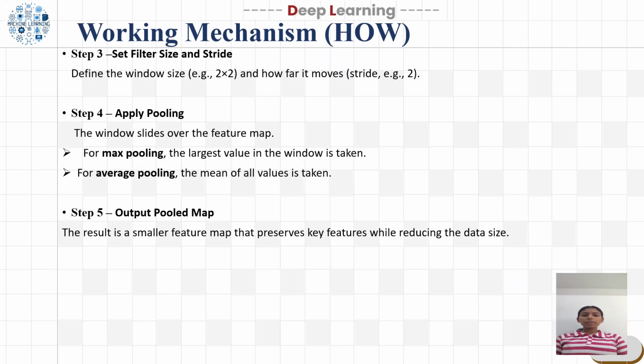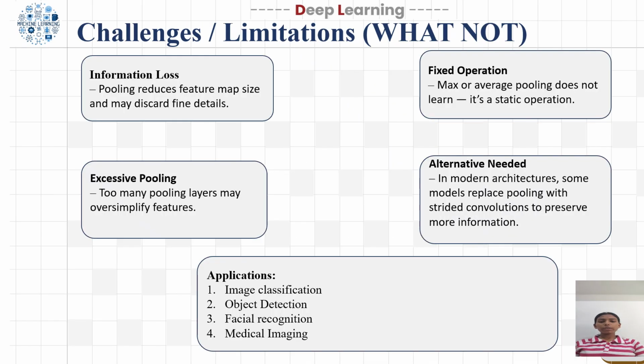The last and final step, output pooled map. This step gives us a smaller feature map that preserves the key features while reducing the unnecessary information. So now we will see what the limitations of pooling layers are.